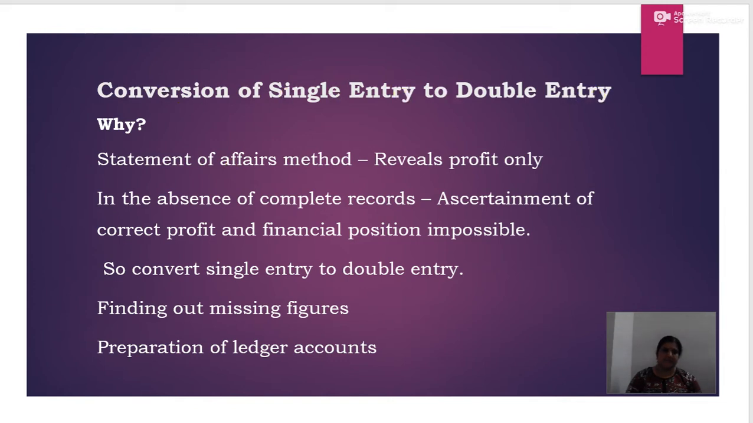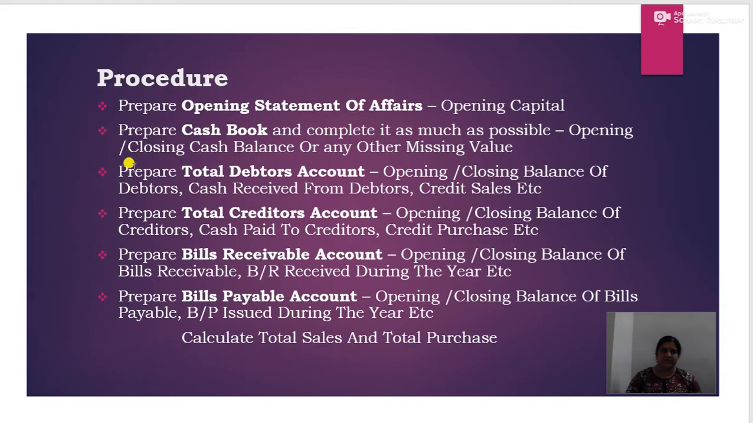Now we will see the procedure for converting single entry to double entry. For this, we have to follow certain procedure. The first step is to prepare the opening statement of affairs. This we will prepare in case of statement of affairs method also. And for what purpose is it prepared? It is prepared for the purpose of ascertaining the opening capital. So under conversion method also, we will be preparing opening statement of affairs for the purpose of ascertaining opening capital.